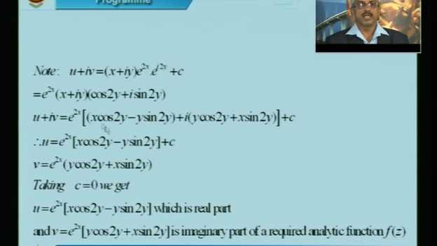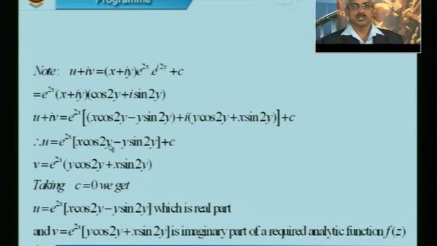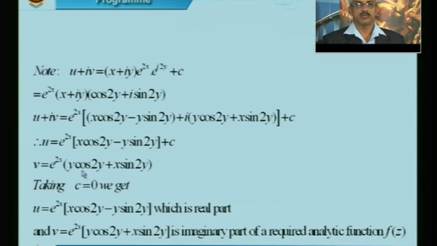So, equating real and imaginary parts, we get that u is equal to e power 2x into x cos 2y minus y sin 2y plus c, and v is equal to e power 2x into y cos 2y plus x sin 2y.